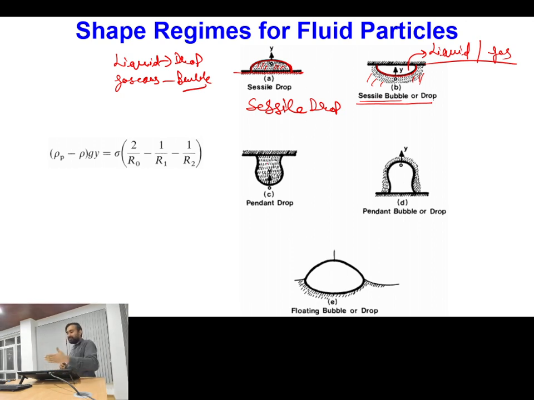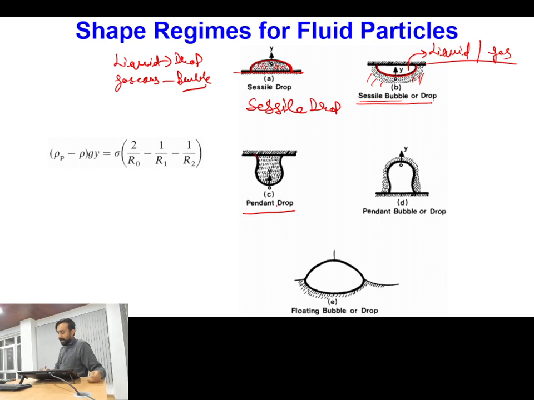Then we have another shape which is actually hanging from a flat surface. So here you can see if you have a flat surface, and to this flat surface a liquid drop is hanging, then what will be its shape? It will be forming some neck like this. Okay. So this is called a pendant drop.